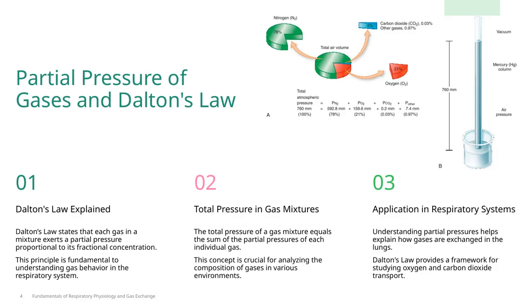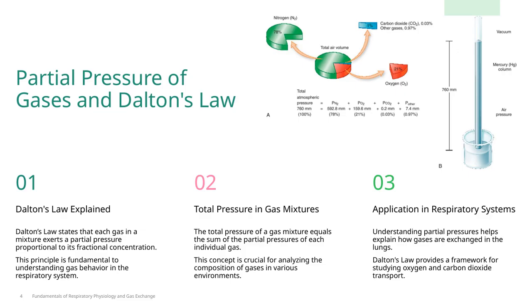Let's explore the fundamentals of respiratory physiology and gas exchange by focusing on total pressure in gas mixtures. The total pressure of a gas mixture is simply the sum of the partial pressures of each individual gas present. This concept is essential because it helps us analyze the composition of gases in different environments, whether in the atmosphere or within the respiratory system.